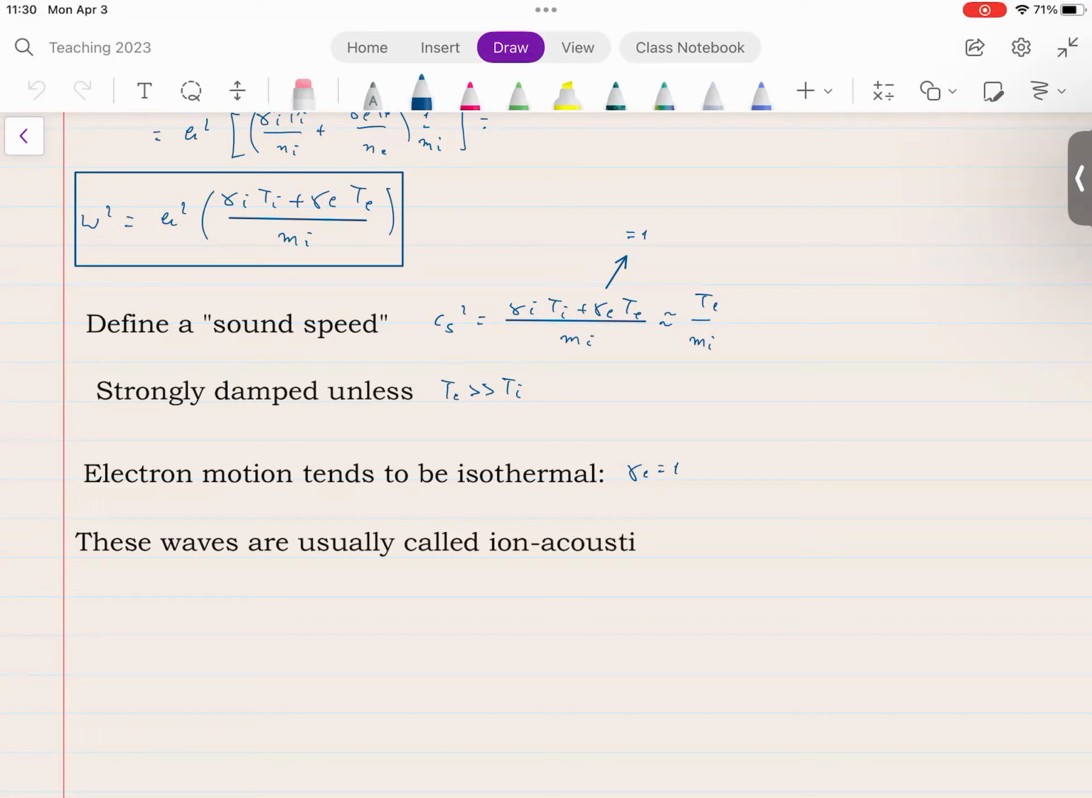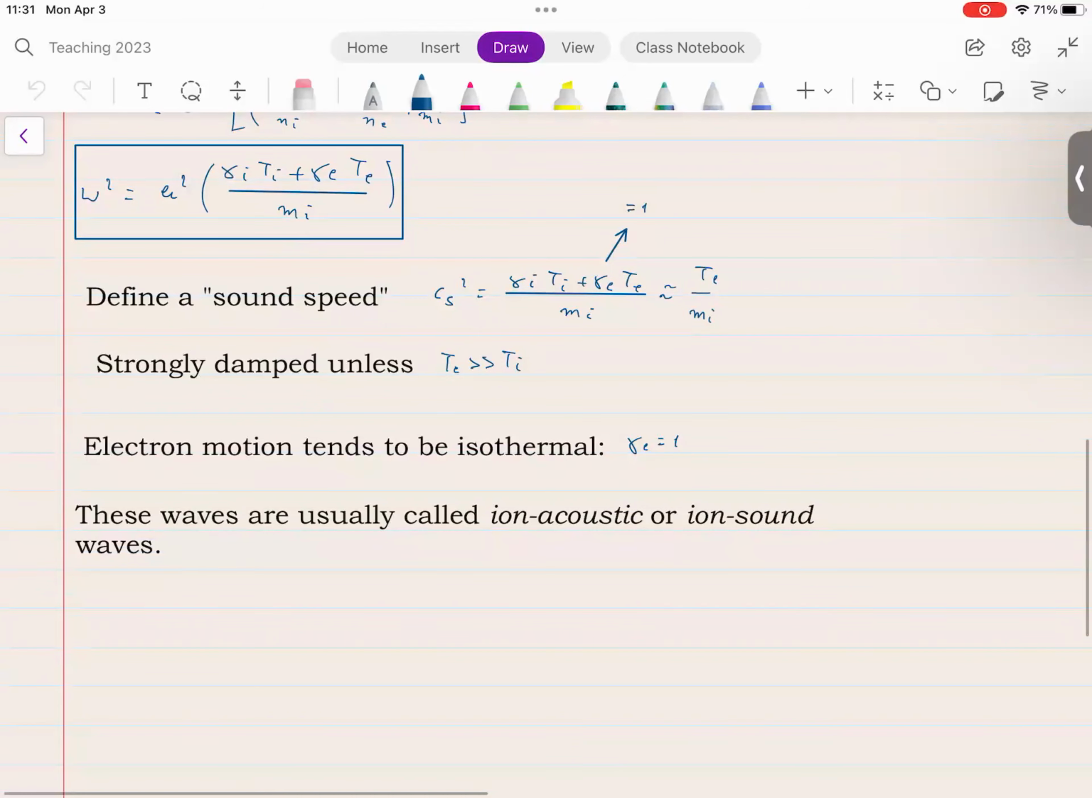Okay, and that's all we're going to say about waves in a warm plasma. The more complete treatment of waves in a hot plasma is given by a kinetic treatment, which we're not actually going to do. So this is going to be a good stopping point.